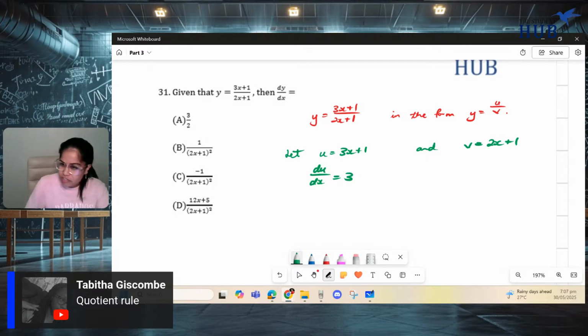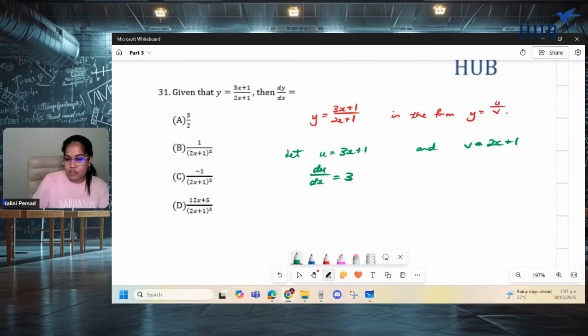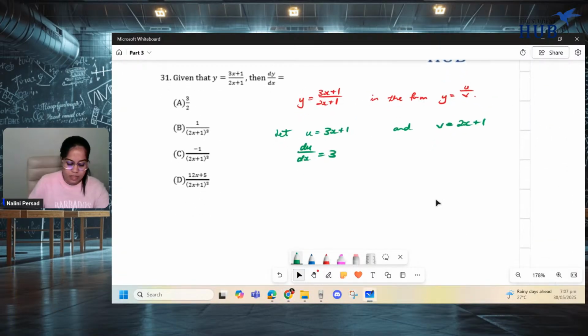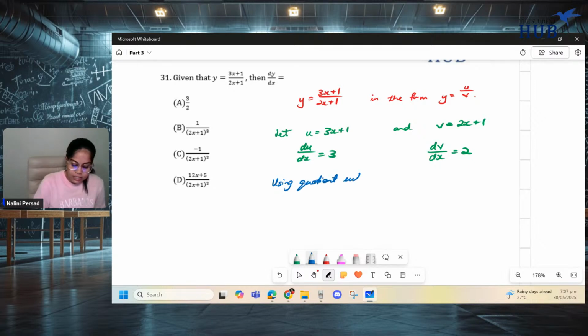You have to learn off the rule. It is not in your formula sheet. And I think a lot of us would have learned it off stemming from your add maths days. That's if you did add maths. The dv dx equals 2. So using quotient rule, you're going to write it down.